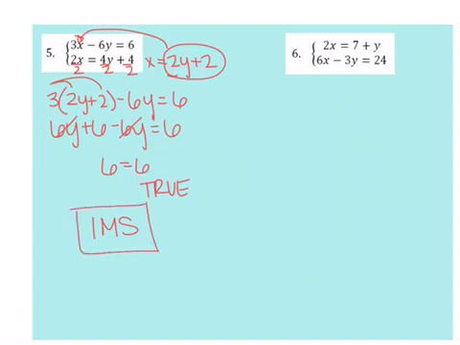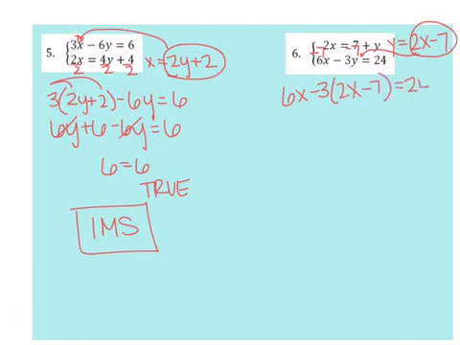Looking at example number 6, same kind of idea. We need to solve one of these for x or one of these for y. So I'm going to go ahead and solve this top equation up here for y. So I need to subtract 7 from both sides. So I get y equals 2x minus 7. And I'm going to take that and now I'm going to plug in for the bottom equation for the y value. So I have 6x minus 3 times 2x minus 7 equals 24.